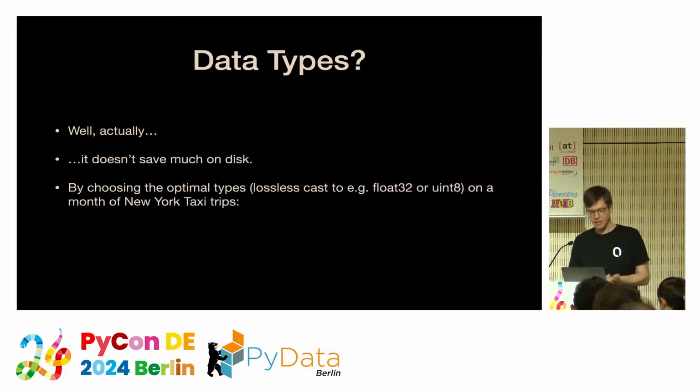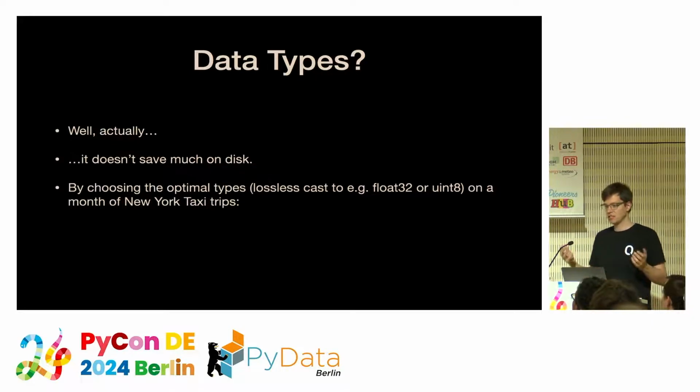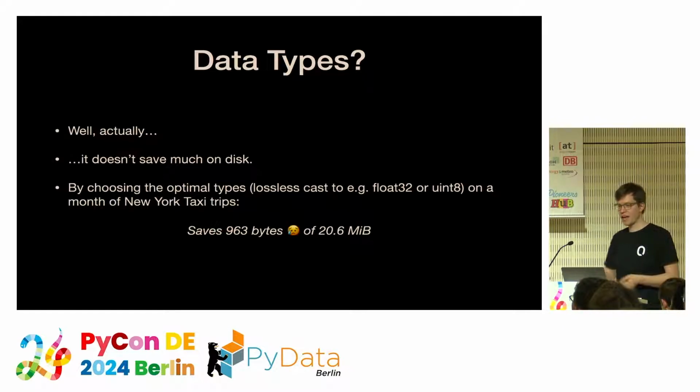If you look at the example, my favorite trial data set is the New York taxi data set. This is just one of the few really big open data sets you can use. And for me, it's tabular data. That's what I use at work. If we compare the case where we have the biggest possible data types versus the smallest data types you can compress it down to losslessly, it makes a difference of 936 bytes on disk.